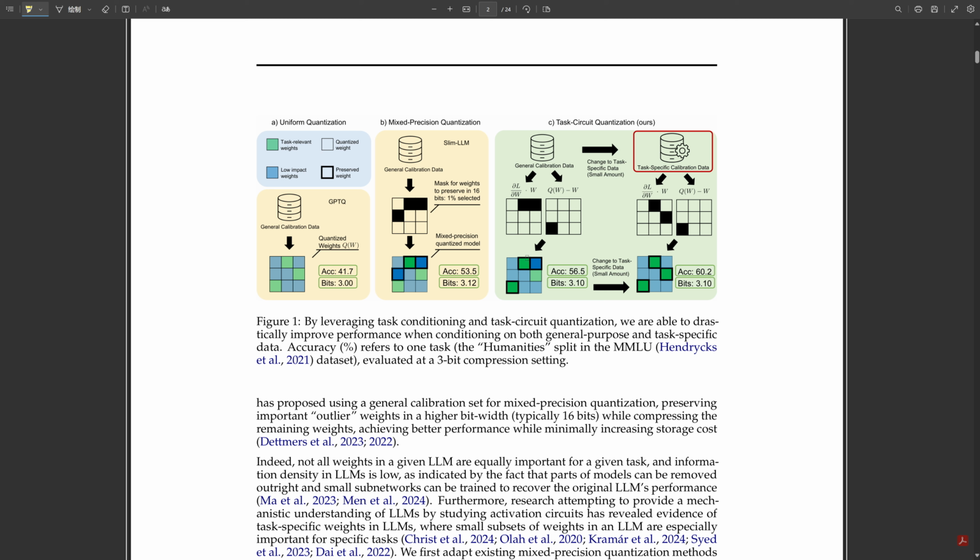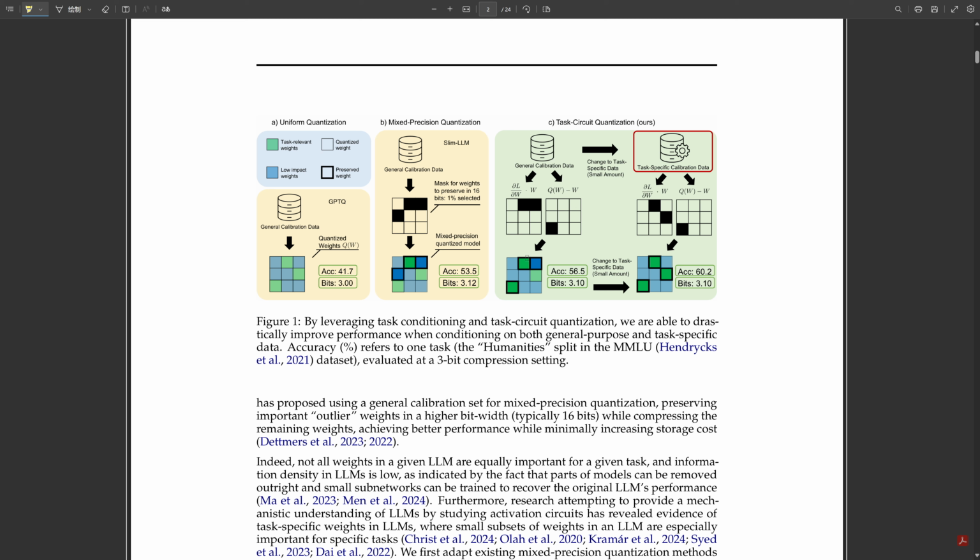It is, and people have tried things to fix it, like mixed precision quantization. What's that? That's where you say, okay, maybe some weights are more important than others, so let's keep those important ones at a higher precision, maybe 16-bit, and quantize the rest more aggressively. So it's not uniform quantization anymore. Right. But the tricky part is figuring out which weights are the important ones, and that's where TaCQ comes in with arguably a much more targeted, theoretically sound way of identifying them.